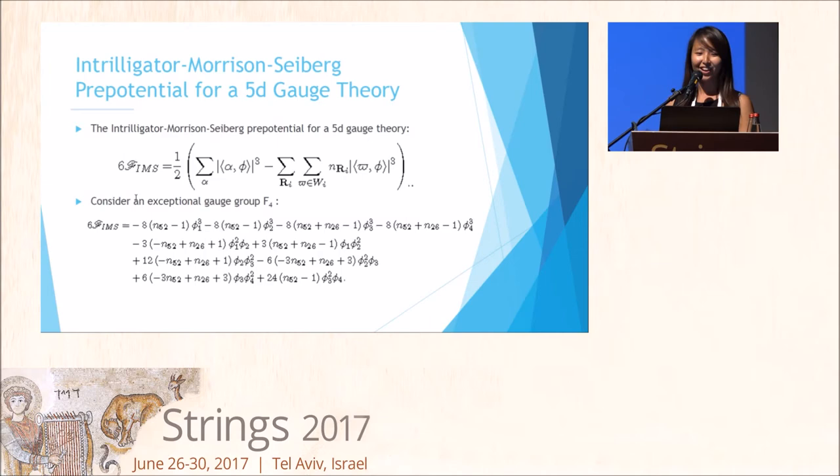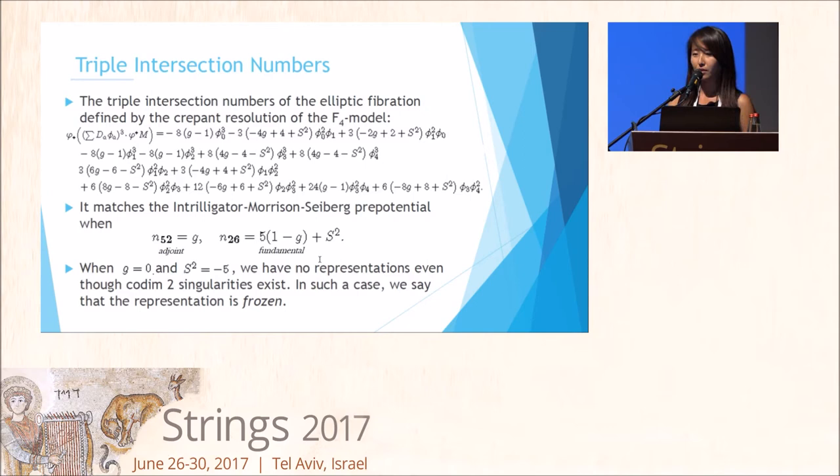Next, we computed the prepotential of Intriligator-Morrison-Seiberg for the five-dimensional gauge theory by using this formula. From now on, I'm going to consider as a particular example the gauge group F4, given as this. Then we compute triple intersection numbers for the same group using a completely geometric perspective. You can see that it matches completely when the numbers of representations for adjoint and fundamental are computed as these. Now consider g as the genus. If g is 0 and the self-intersection of the curve is -5, then we know that we actually have no representations, even though codimension-two singularities do exist. In such a case, we say that the representation is frozen, as we discovered.